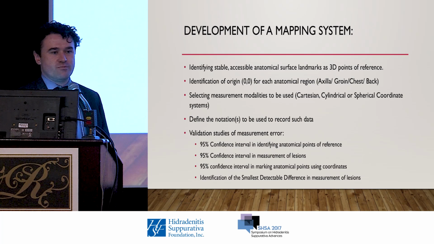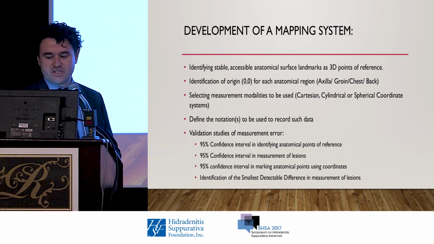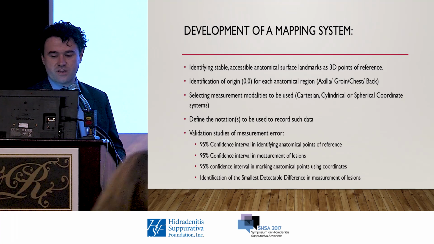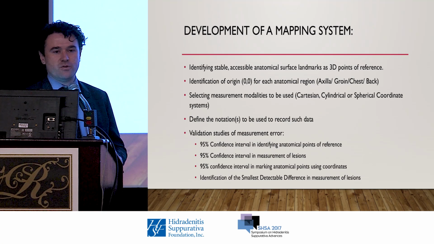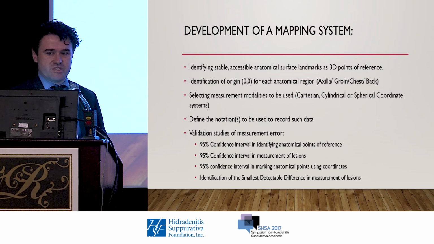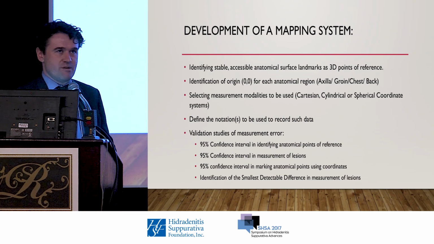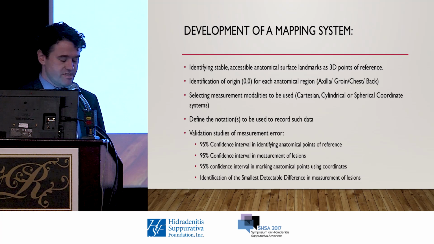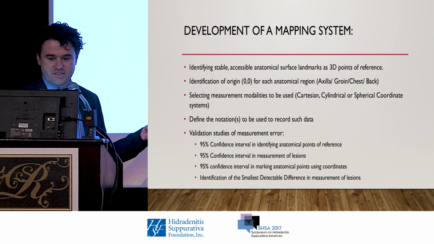To identify an origin point, to have a baseline to measure whereabouts the lesions in HS are coming from in different anatomical sites as well, measurement modalities, and then in order to ensure that these are valid and reliable ways of measuring, to ensure that across all physicians, wherever they are, what's the error rate, what's the confidence interval that we can say that most people can accurately measure the site of a lesion in HS to, for example, 5 millimeters, 10 millimeters, 15 millimeters. What's the minimum amount of accuracy that we're going to be able to obtain with this system?